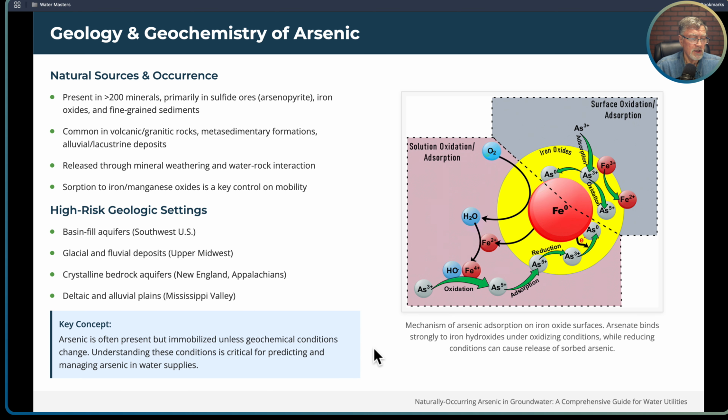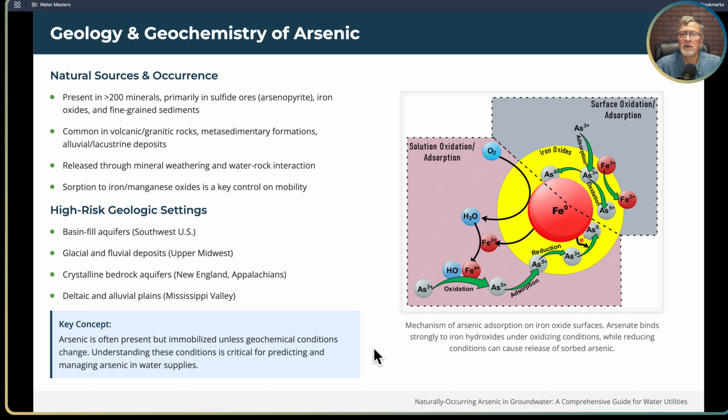So the key concept is arsenic is often present but immobilized unless geochemical conditions change. Understanding these conditions is critical for predicting and managing arsenic in water supplies. So even things like overpumping can tend to mobilize arsenic too.